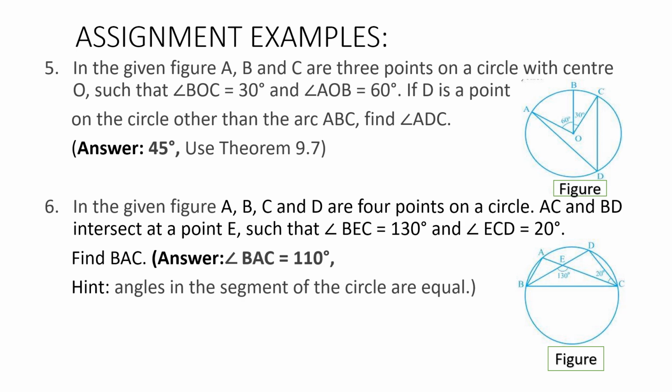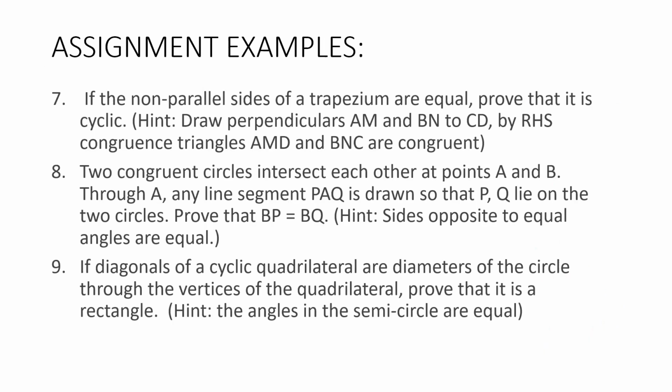Sixth one, in the given figure A, B, C and D are 4 points on the circle. AC and BD intersect at a point E such that angle BEC is equal to 130 degrees, angle ECD is 20 degrees. Find angle BAC. The answer is 110 degrees. The hint is we know that angles in the same segment of the circle are equal.